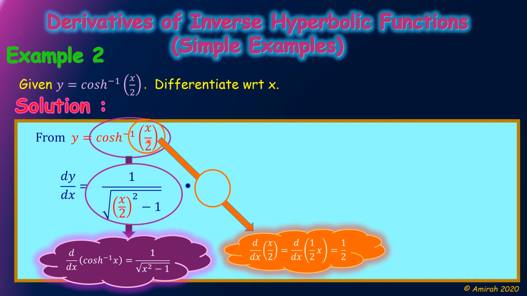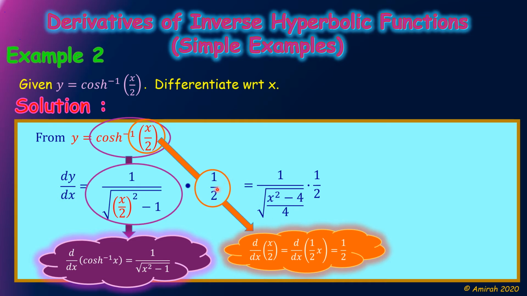And when we differentiate x over 2, we rewrite x over 2 equals 1 over 2 times x, and when we differentiate, we have 1 over 2. And then we can put it here. After that, we need to simplify. When we simplify (x over 2) squared, we have x squared over 4. And then we can standardize this denominator, so we have x squared minus 4 over 4.